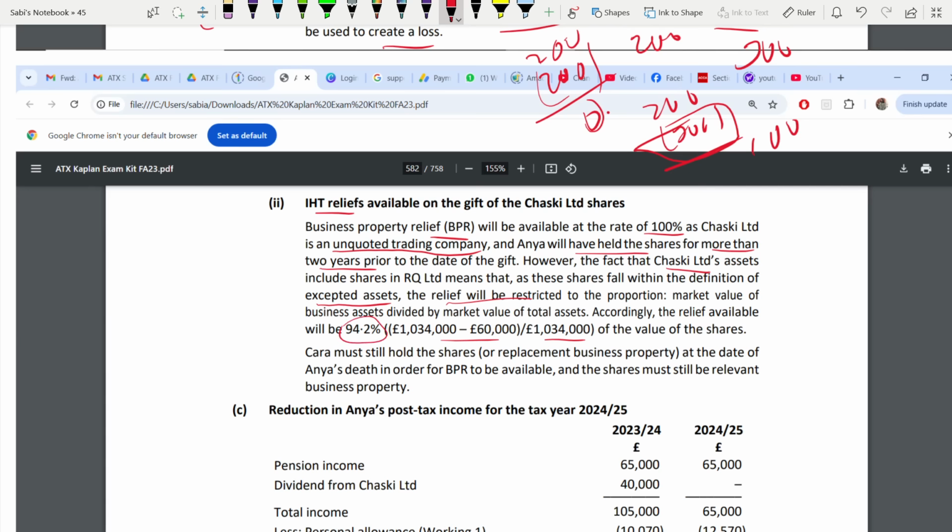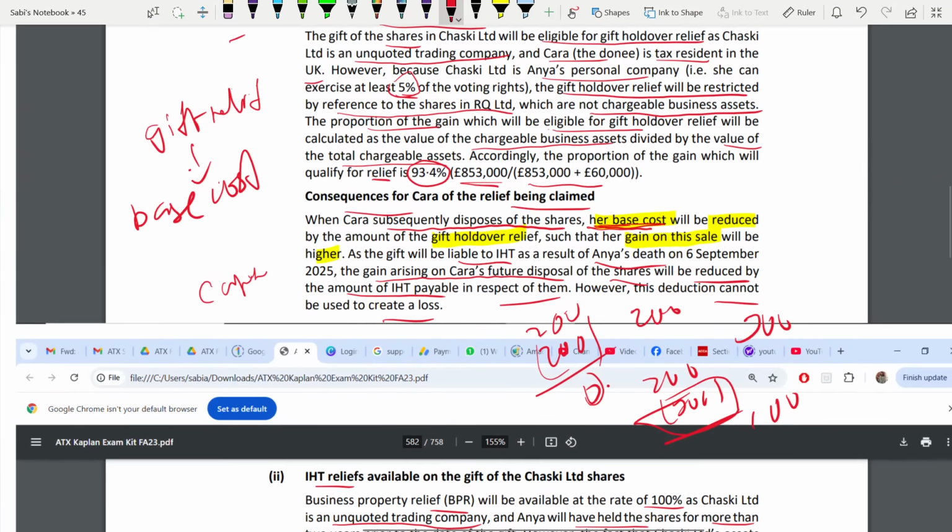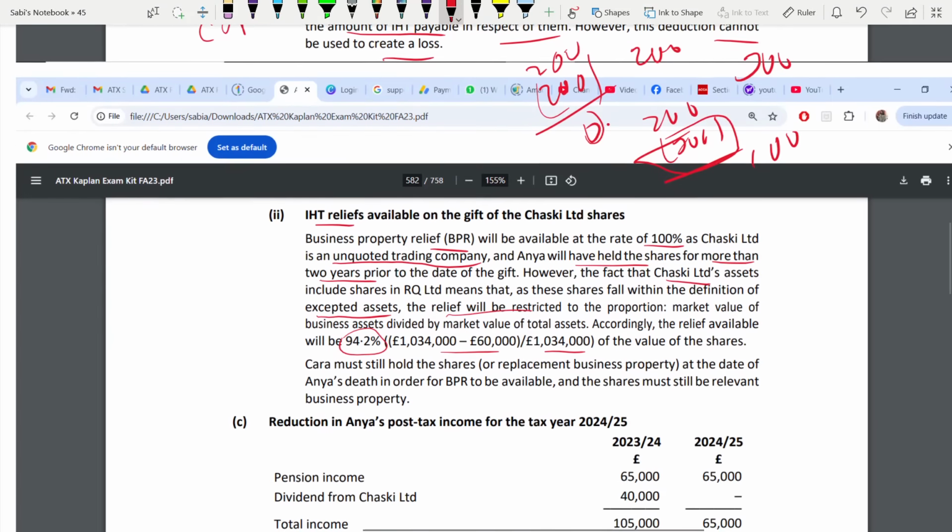They are not the same as the CGT relief, the gift relief. This is different. And for Kara, she must still hold the shares or the replacement business property when Anna is dying. Otherwise, BPR will not be available. And your shares must still be business property at that time.